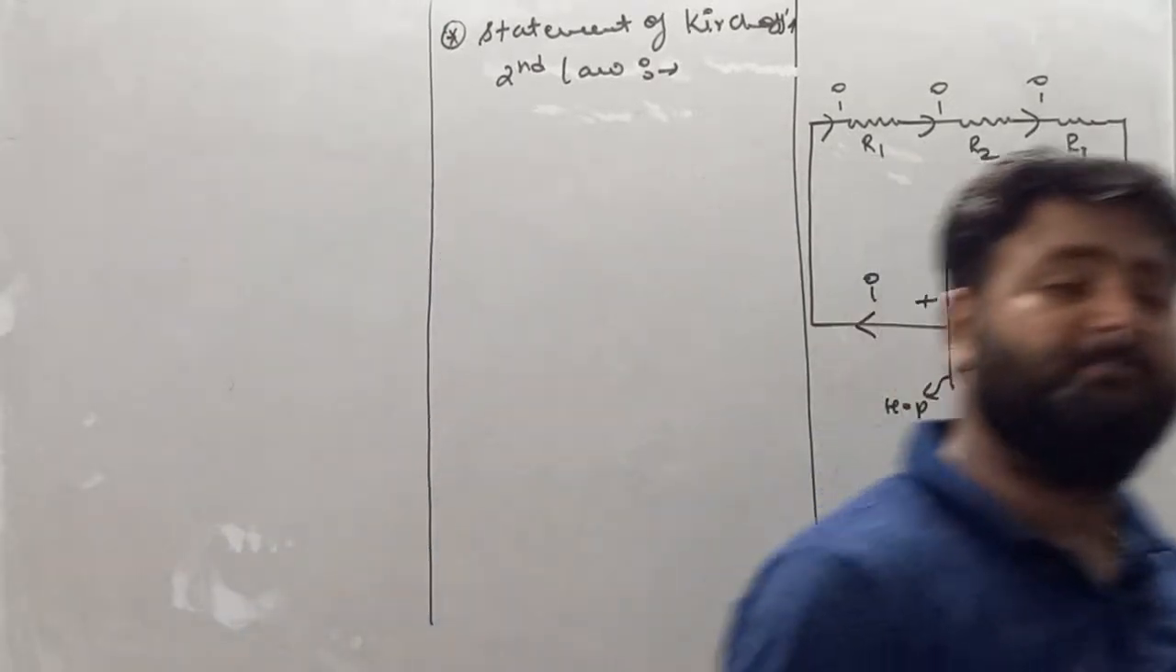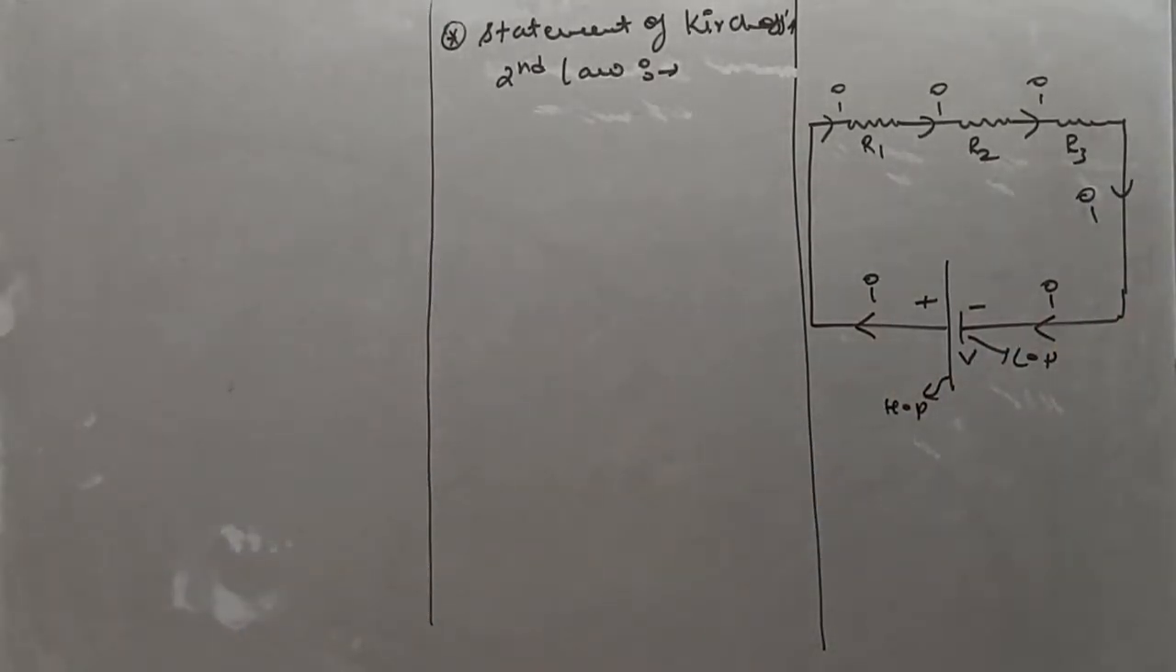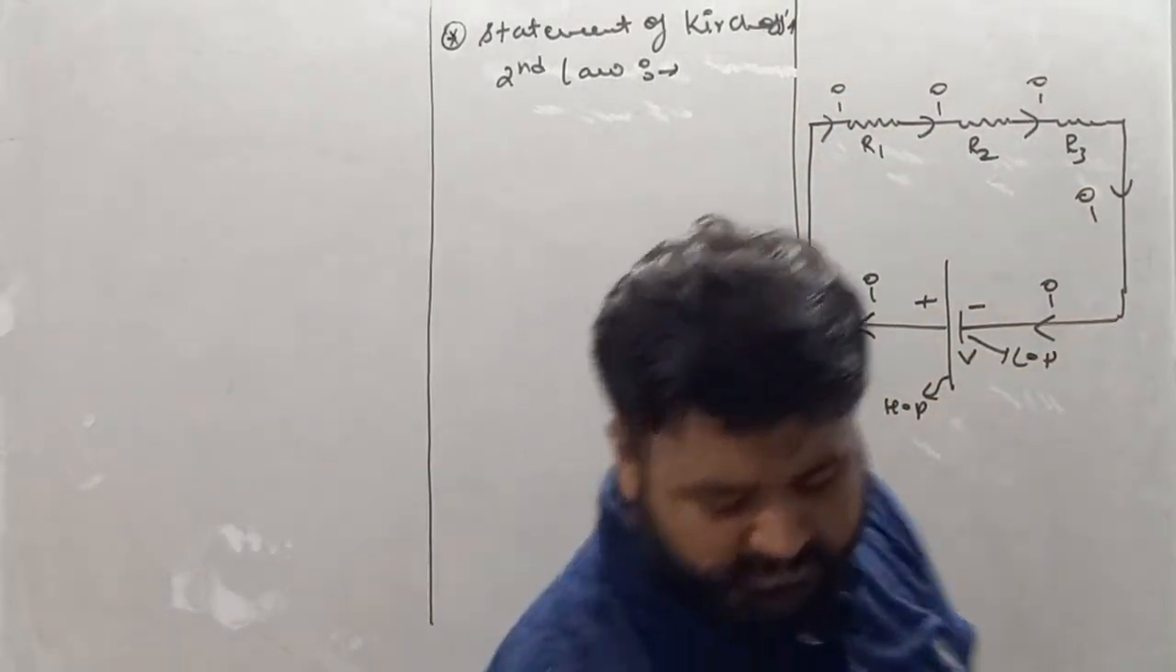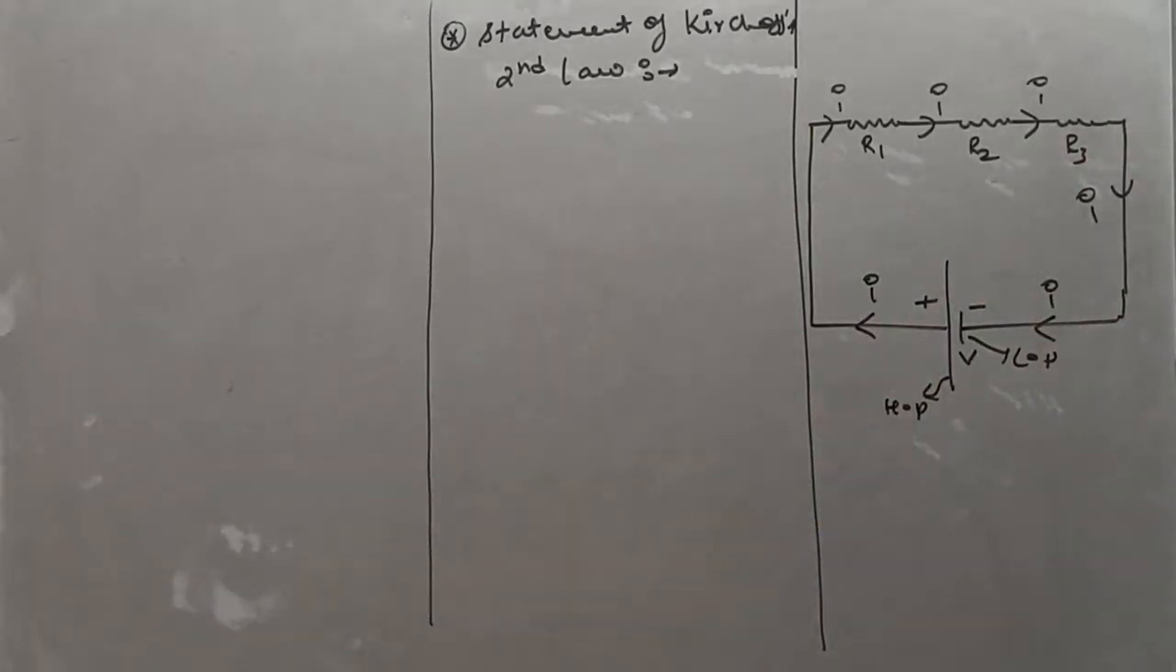This is again a very important point, my dear student. Write it down in the form of a note: the amount of current which is coming out from the battery is equal to the amount of current which is going towards the battery.